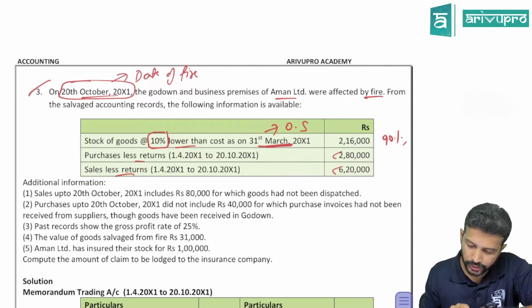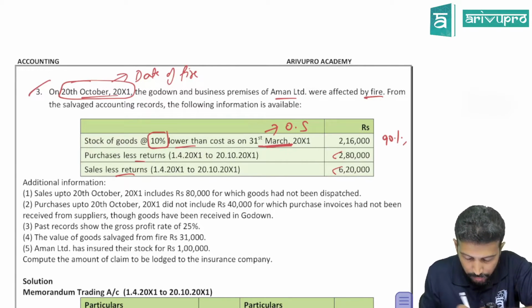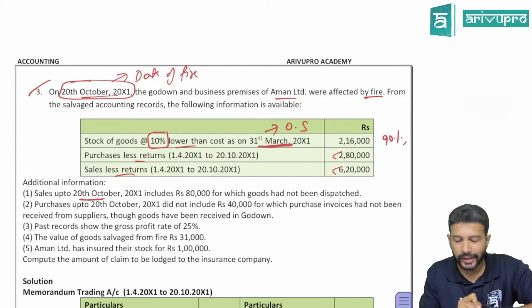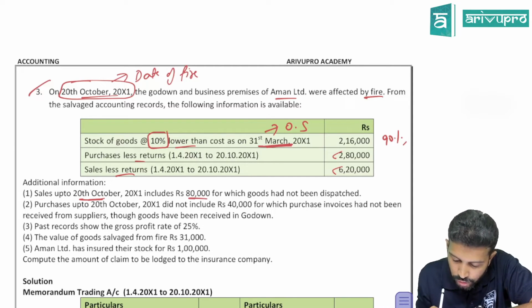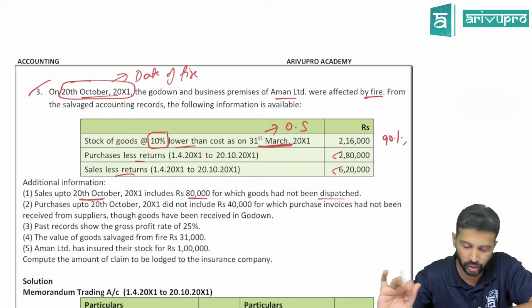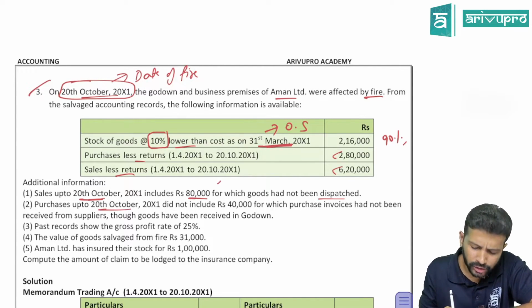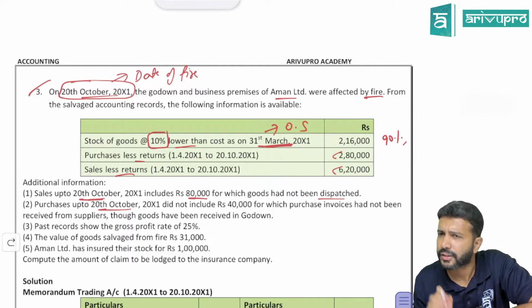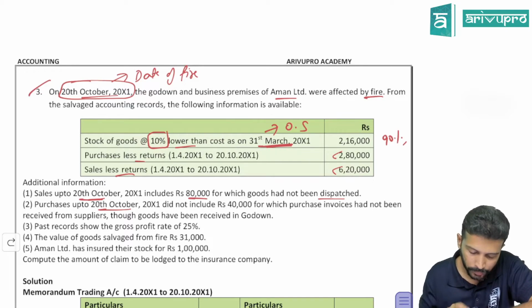Okay, maybe once I'll read it off and then go into the adjustments, putting the things in format. Sales up to 20th October 20x1 includes 80,000 for which goods had not been dispatched. Okay, once I'll read, then I will explain this a little later maybe. Okay, one quick read, that's all. So you got to know that there is some adjustment in sales. Let that just sink in. That's all in your mind for now.